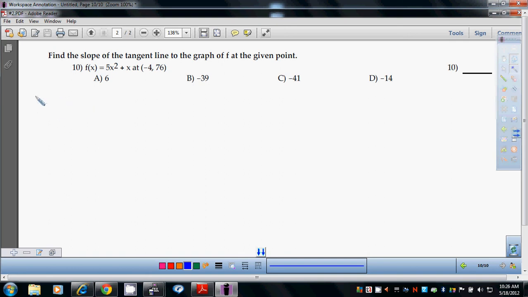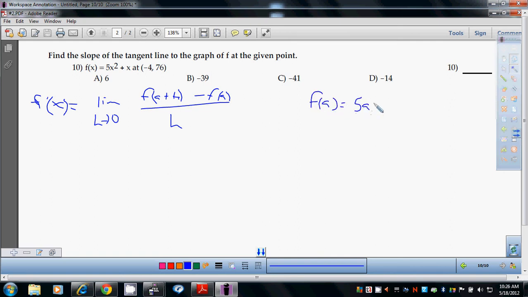That's right. You need f prime of x, which was the limit as h approaches 0 of f of a plus h minus f of a all over h. The first thing I need is f of a, which is what? What is f of a plus h?